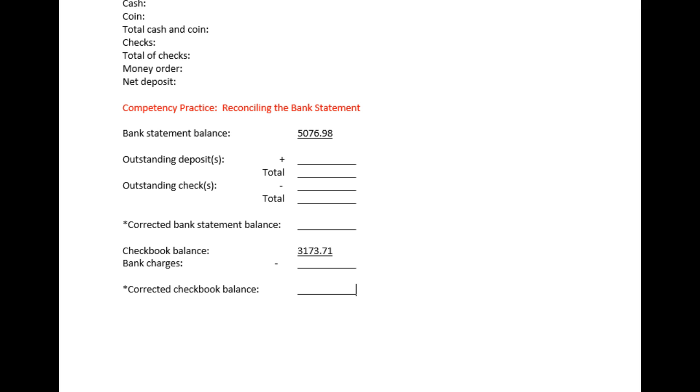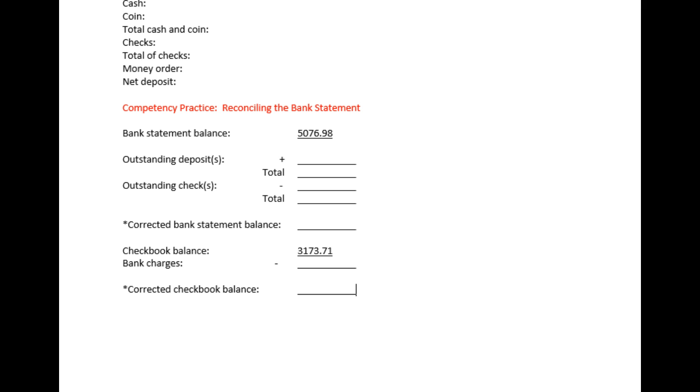So your bank statement balance, your beginning bank statement balance is $5,076.98. So from there, you're going to have your outstanding deposit or deposits if there's multiple ones, and you would add those in, and then you would get a total. Now, if you have any outstanding checks or a single check, whatever the case may be, you would subtract those then from that total, and that gives you a new total. So you now have a corrected bank statement balance.